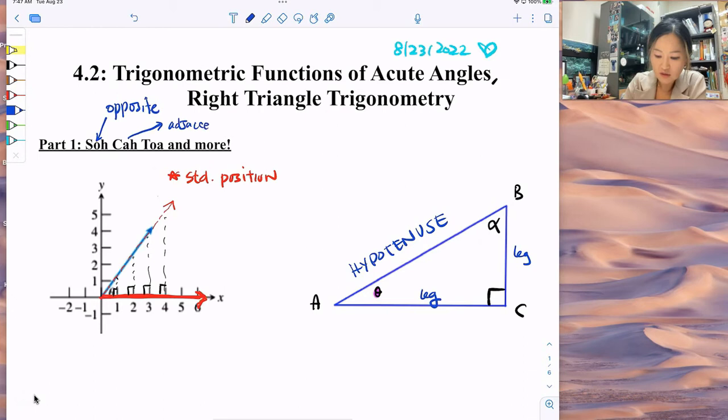Oh, adjacent. Sorry, guys. It's hard to write, especially on the iPad, okay? Adjacent. Okay? Sorry about this really terrible handwriting. Please don't show your parents, okay? Adjacent. I'll do it slower.